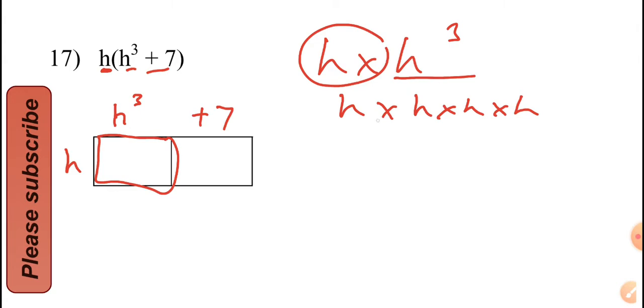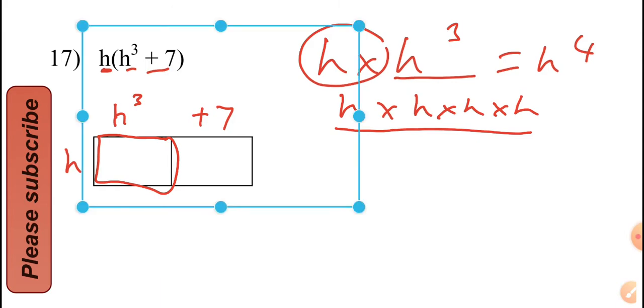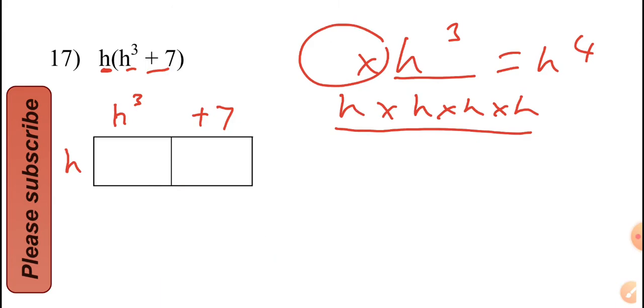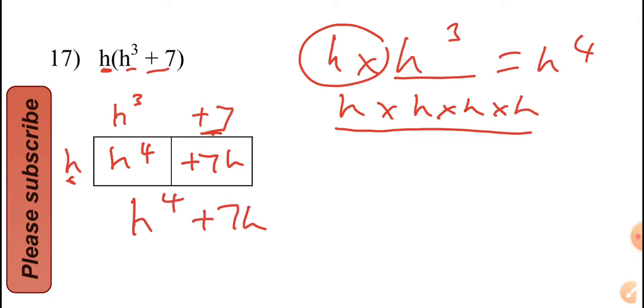So h times h cubed, as you can see here, is just h to the power of 4. So write that down here, h to the power of 4. And then finally h times plus 7 is plus 7h. But always write the number first. So h times 7, I could have written h7, but it's just convention to write the number first. So the final answer would just be h to the power of 4 plus 7h.